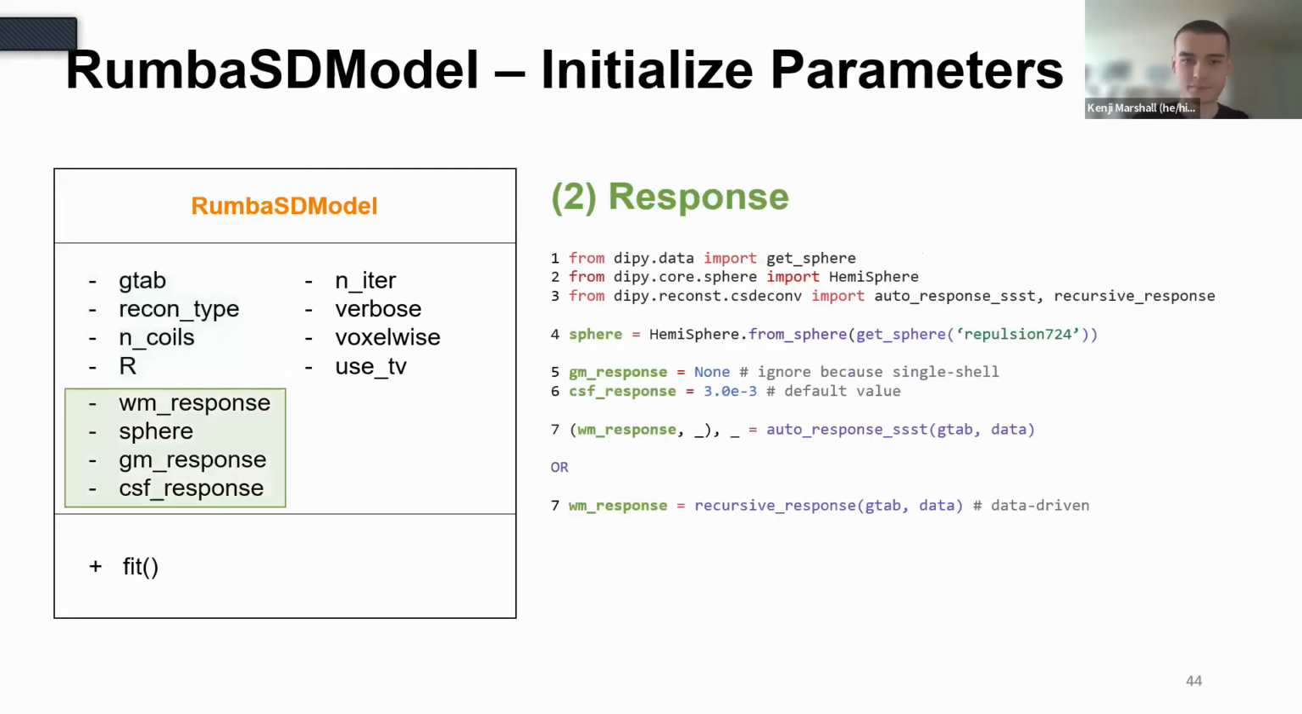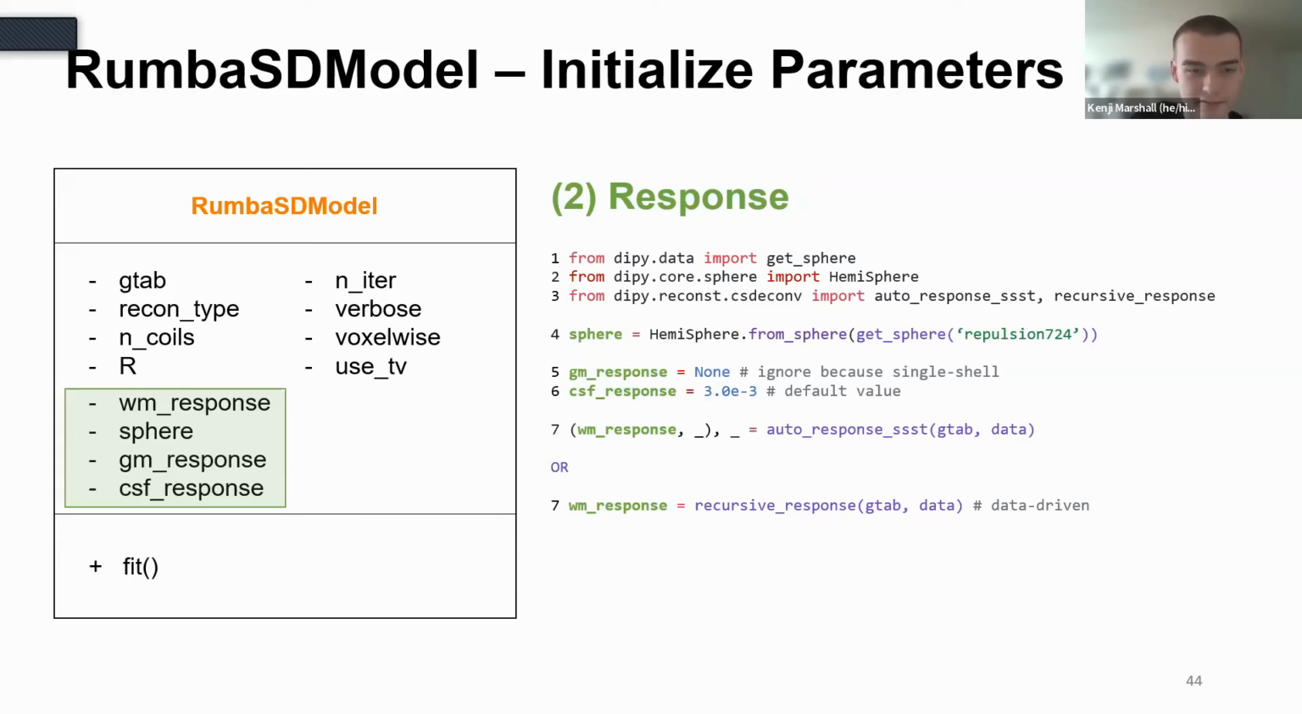Next, we have to set our response parameters. So first, we are identifying the sphere we want to use. As I said earlier, it's generally advised to use a hemisphere because this halves your computation needs, and you get the same amount of information in the end. So here we're converting this 724-point sphere into a hemisphere, so we'll have a 362-point hemisphere that we're working with while fitting.